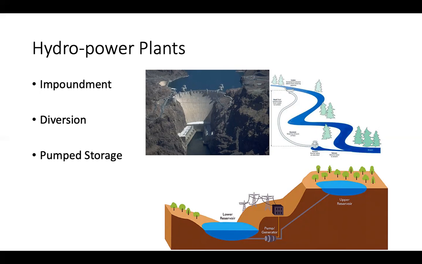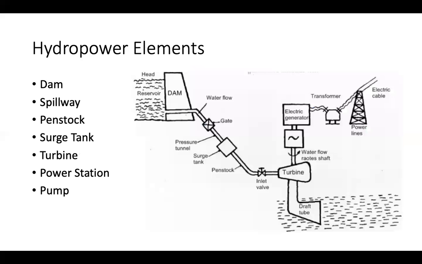Another type is diversion. Diversion uses the kinetic energy in flowing water to generate electricity. The third one is pumped storage. This type is like a big battery. When the energy demand is low, like late at night when people do not need much electricity, the excess electricity generated from the system will be used to pump water back up to store energy.